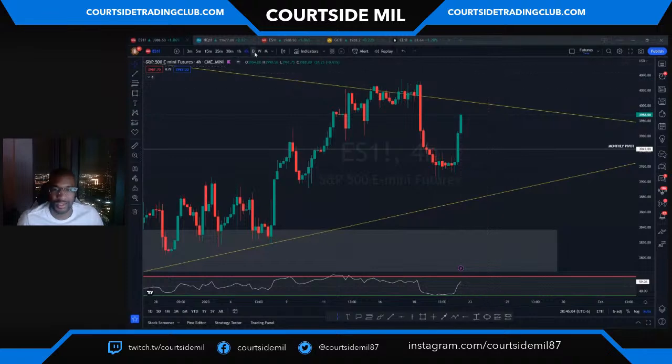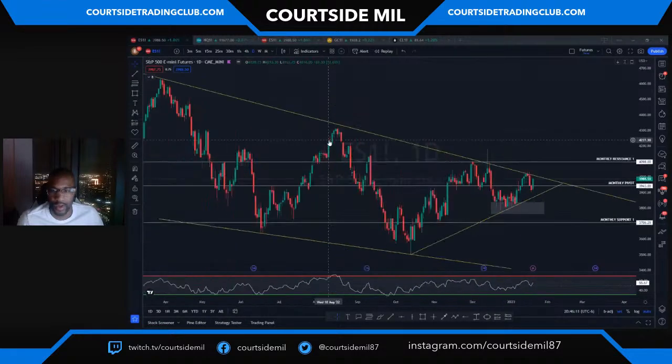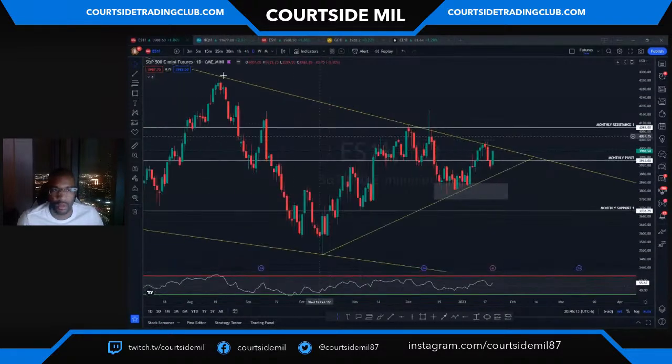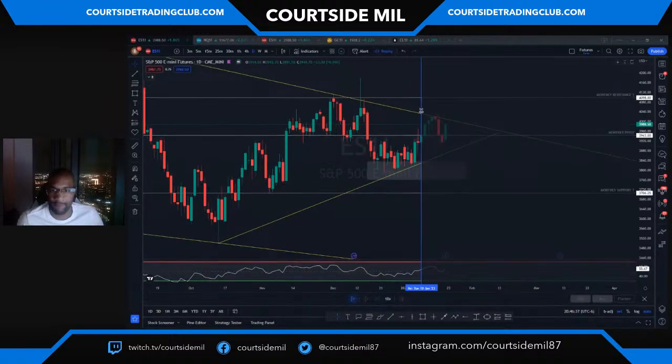Now, if we go back to the daily, you can see that we're in a bearish channel. All right. So with that being said, the key is using the monthly pivots, right? So if I put the monthly pivots on, obviously you can't see them because I got them marked off with lines. But the monthly pivot is right here where price just broke up from today. The monthly resistance level is up here. It looks like where price is headed. The monthly support level is down here, right? So let's go back and play this out.